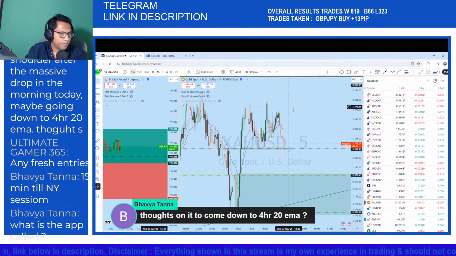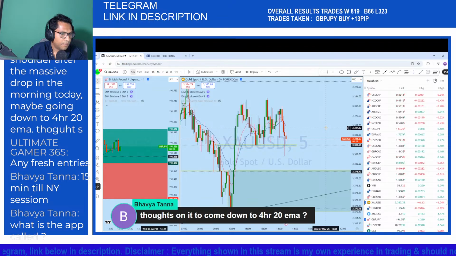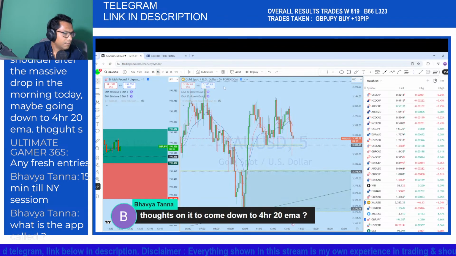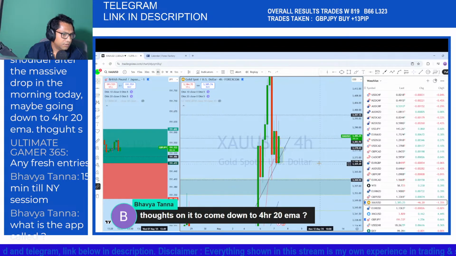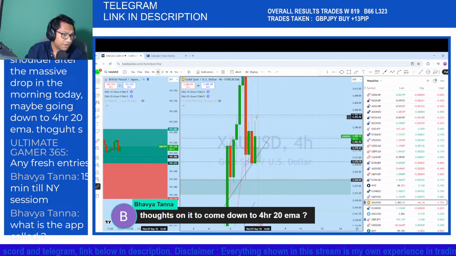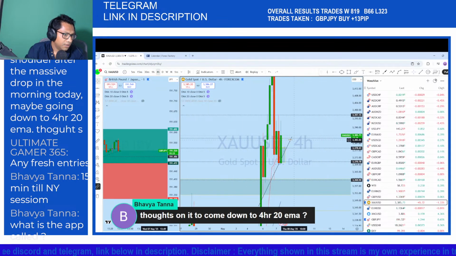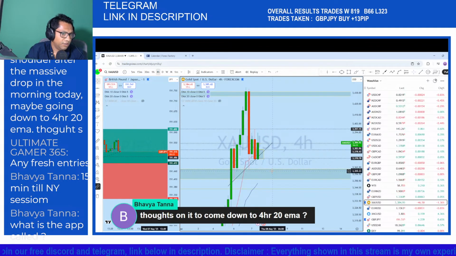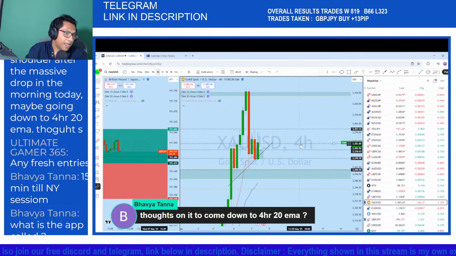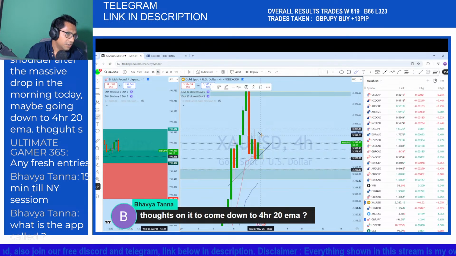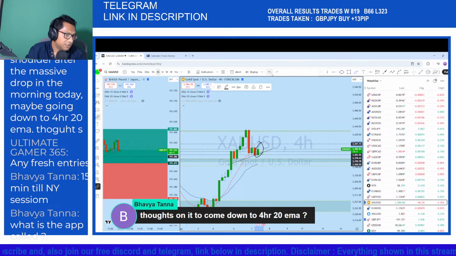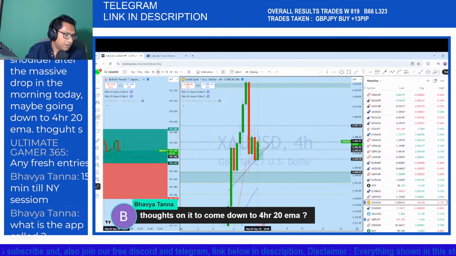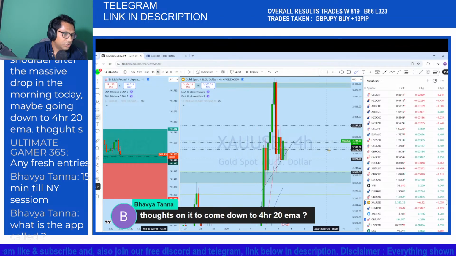waiting for, so as you can see, the 4-hour reached that resistance line. The lower it comes, the better for us to find any entry. Now it can happen that the 4-hour closes with a long wick here, not a full green body, but a long wick candle, and the next one comes back again for a 4-hour 20 EMA retest, which can happen.